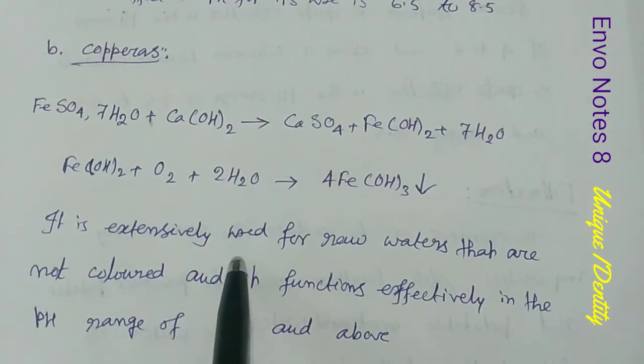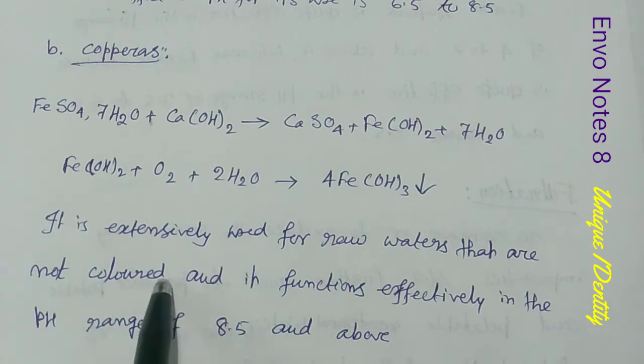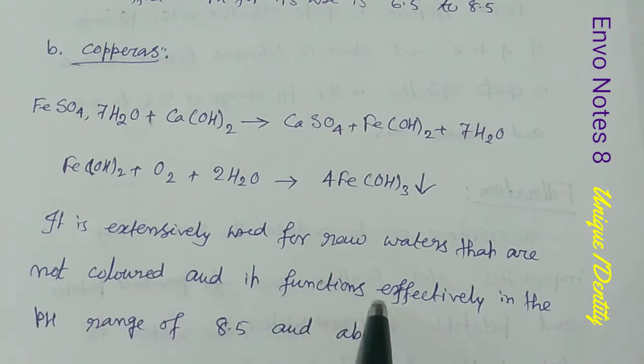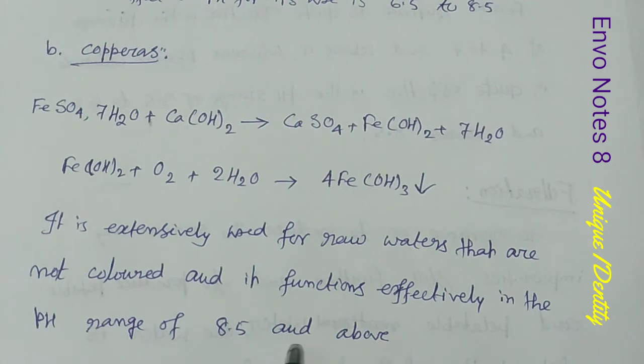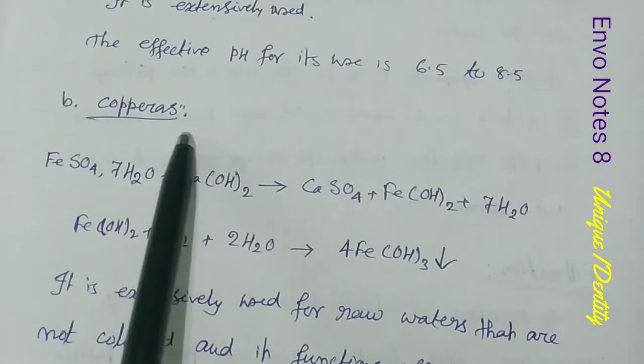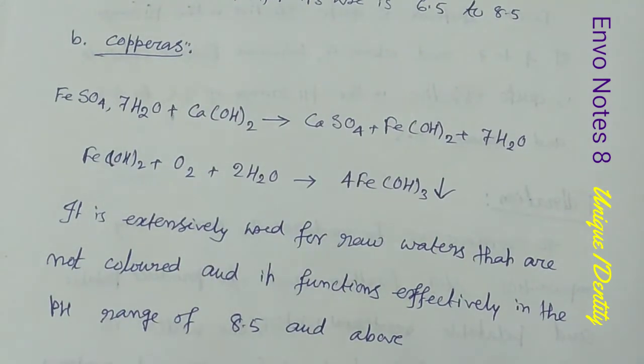It is extensively used for waters that are not colored. Mind it, if the raw water is colored, then it cannot be used. Okay, and it functions effectively in the pH range of 8.5 and above. So its pH range is large compared to alum, and also it is very cheap. It is cheaper compared to alum. So this is the case of copperas.